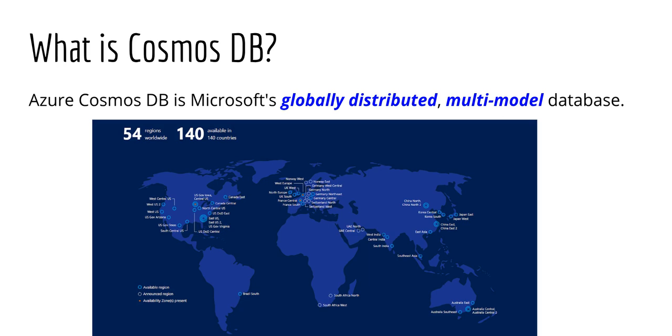Now when you say globally distributed, you can see in the image that there are 54 regions worldwide supported and overall 140 countries. So let's talk a bit more about what globally distributed means. As the name suggests, your database can be distributed across 54 regions. How can we do that? Let's go to the Azure portal and see what the process is.